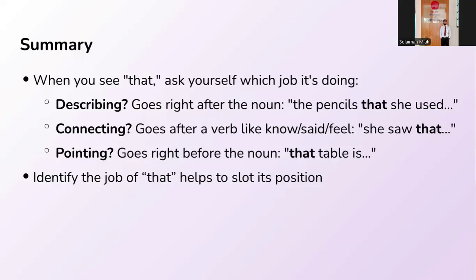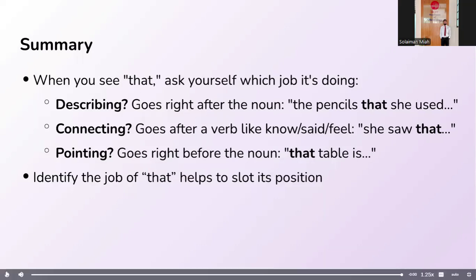Second, is "that" coming after a verb like know, said, feel, or heard? Then it's a connector. It bridges 2 ideas, like she saw that the man was upset. Third, is "that" pointing at something specific? Then it goes right before the noun. That table is not balanced. Identifying which job "that" is doing can provide you with some big clues about where its position will be.